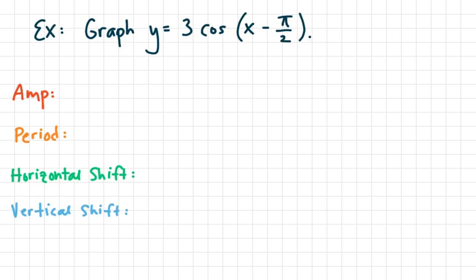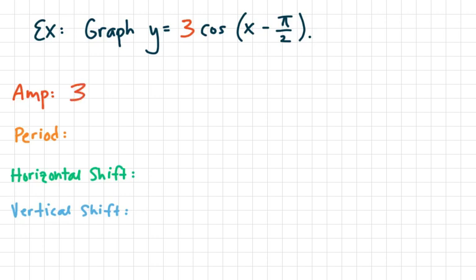So with our previous conversation in mind, we are now being asked to graph y equals 3 cosine of the quantity x minus pi over 2. And I'm going to go ahead and start color coding these pieces. So this 3 out front, we just talked about that coefficient out front being the amplitude. So the amplitude of this graph is simply 3, since the absolute value of 3 is 3.